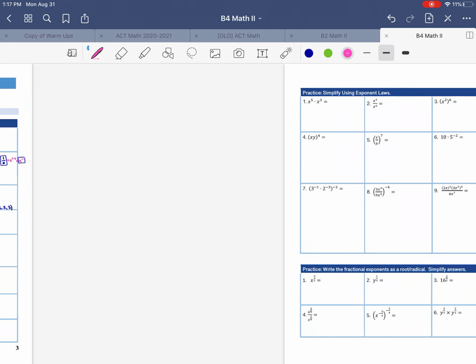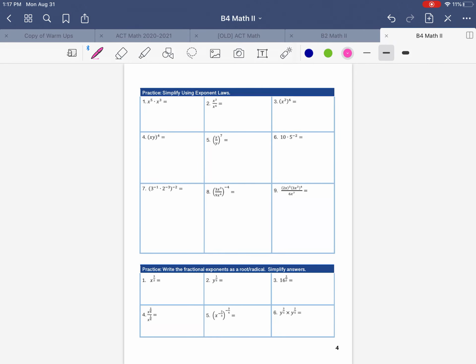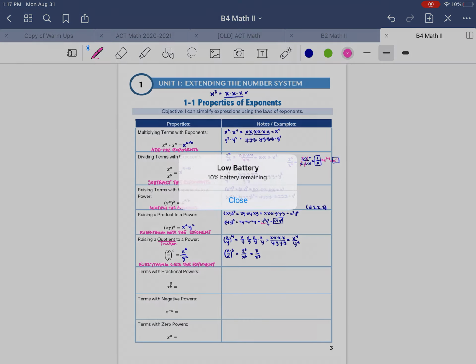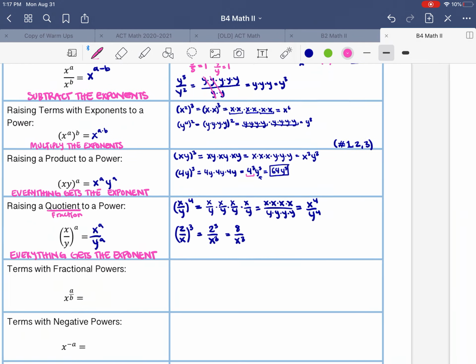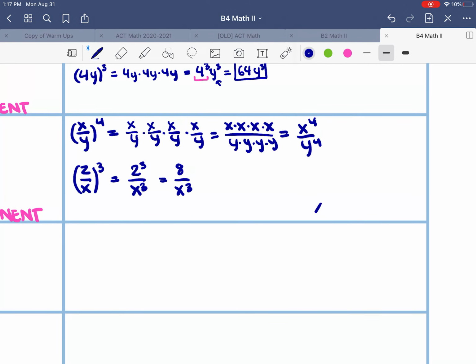Right here, I would encourage you to turn the page and do numbers 4 and 5.